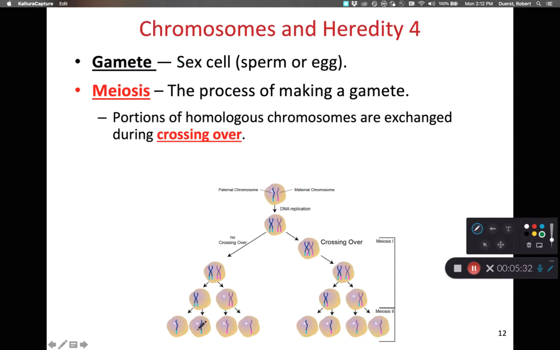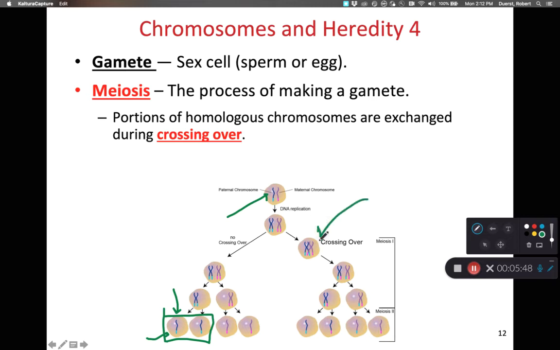So let's clear the screen a little bit. Let's look over here. The parental chromosome, the male chromosome, is colored blue with a green region on it. And if there's no crossing over, the gametes are going to have blue chromosomes with a green region on them.